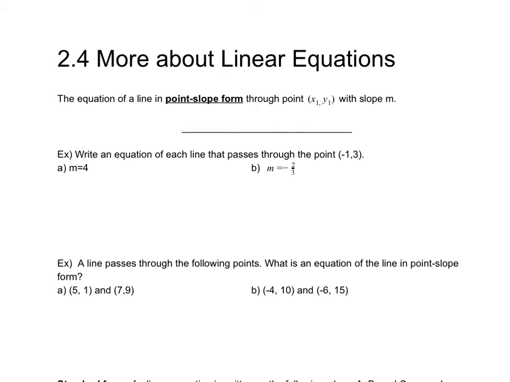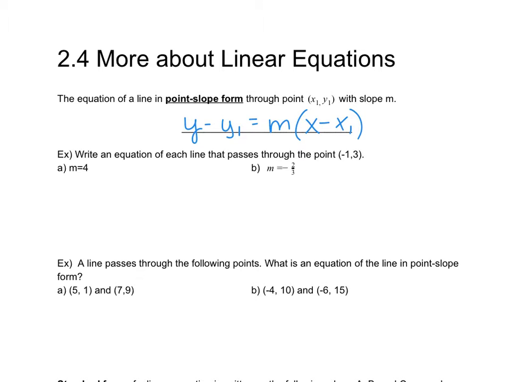Okay, so section 2.4 is more about linear equations. We're going to get into some point slope form and graphing with intercepts. This is another thing that you should probably have memorized. The equation of a line in point slope form is y minus y1 equals m parentheses x minus x1.